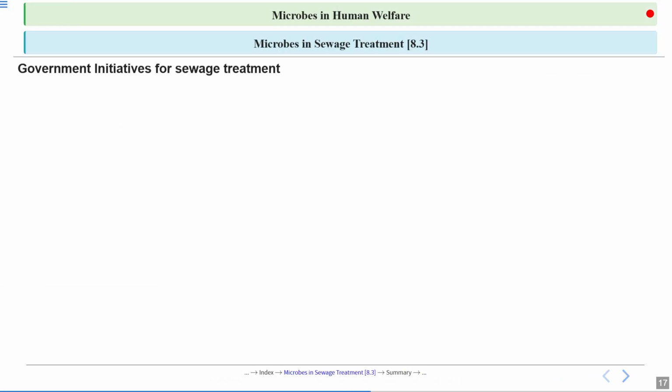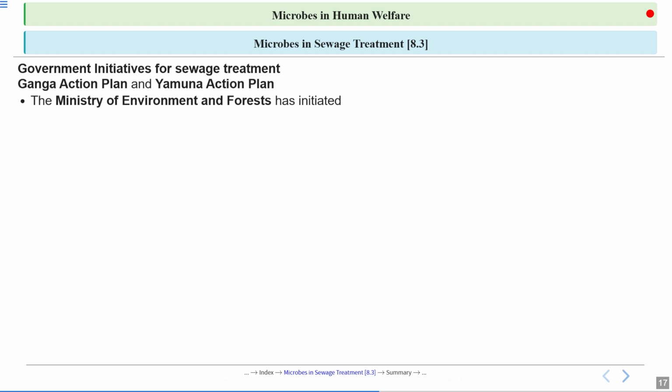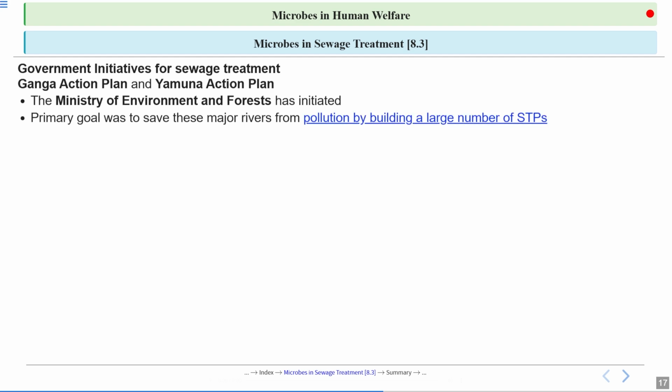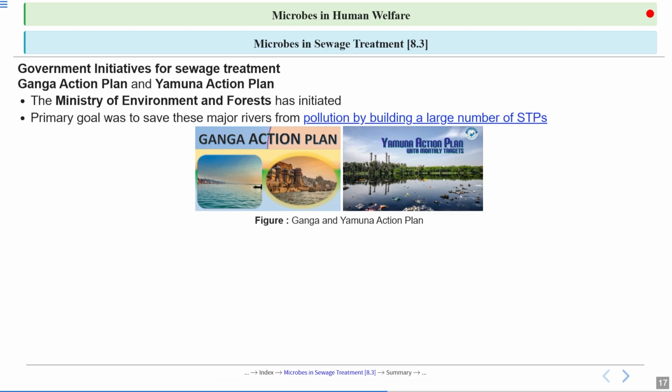Now, what are the government initiatives for sewage treatment? First is the Ganga Action Plan and Yamuna Action Plan. These were the initiatives taken by the government. The Ministry of Environment and Forest initiated these plans. The primary goal was to save these major rivers from pollution by building a large number of sewage treatment plants. This is an image showing the Ganga Action Plan and Yamuna Action Plan. You can see these rivers are now very much polluted, and these rivers are sacred rivers. They need to be protected.